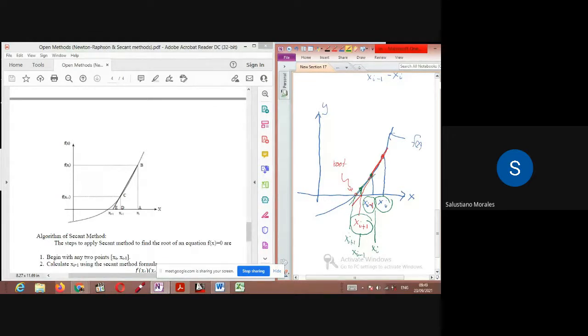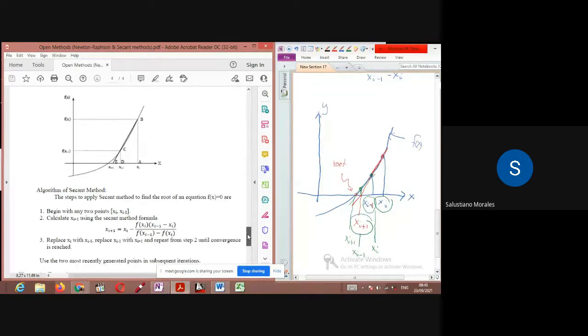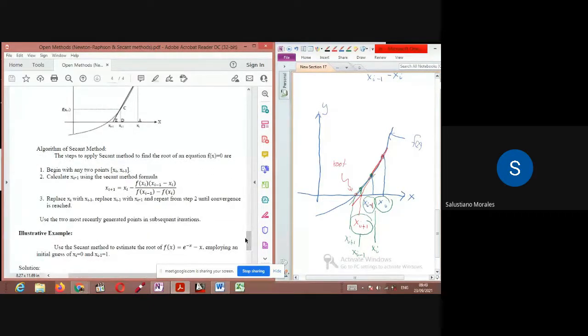So ganun ang ginawa. So almost the same as on the Newton-Raphson. The only difference here is we already consider two initial values of x. So we have still 10 minutes to discuss the algorithm. So almost the same as in the Newton-Raphson. So begin with any two points, xi and xi minus 1. Calculate xi plus 1 using the second method formula.